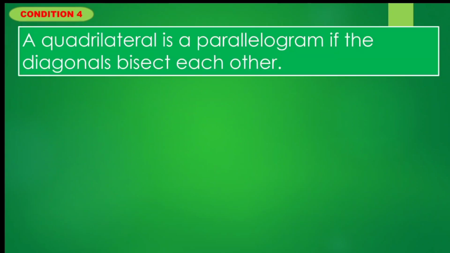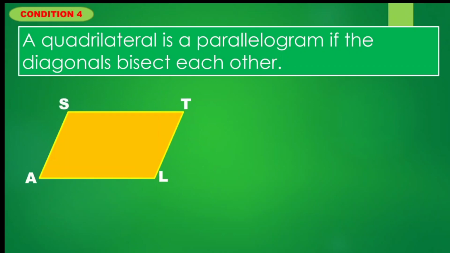Okay. Now, let's proceed to condition number 4. What is condition number 4? A quadrilateral is a parallelogram if the diagonals bisect each other. Okay. So we have here quadrilateral or parallelogram SOLVED.